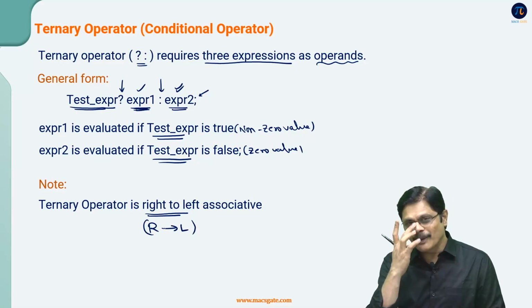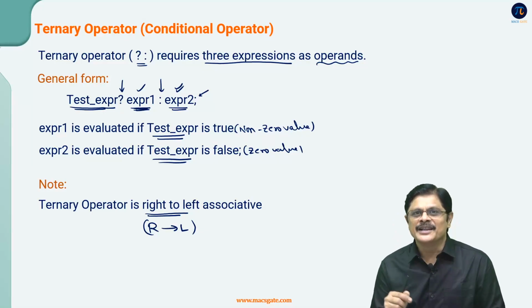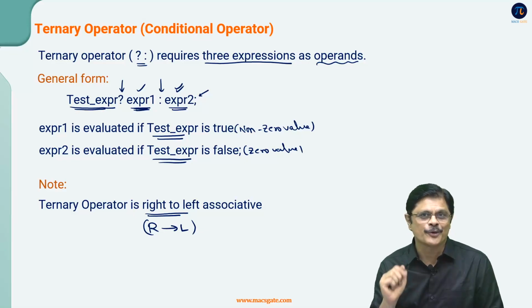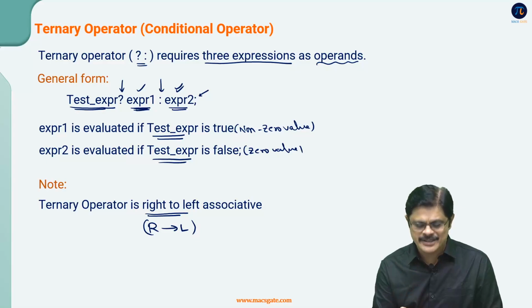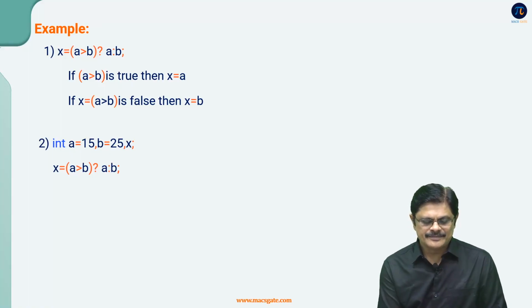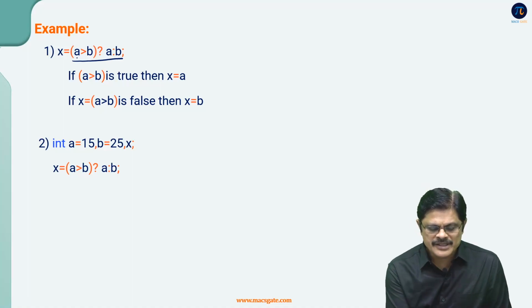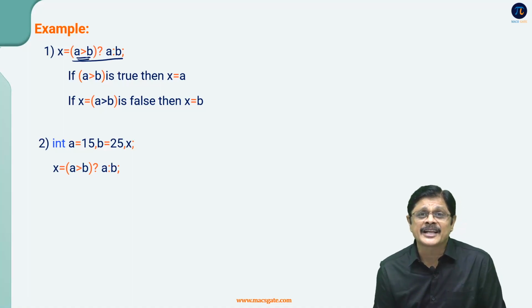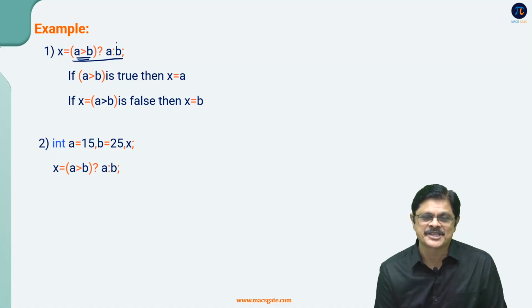When you have multiple ternary operators in the same expression statement, then this right to left association we are going to consider. First, let us understand the ternary operator with examples, then we will try to take multiple ternary operators in the same expression. Now, look at this example. Here we have this ternary expression. First of all, we have the test expression A greater than B, question mark, A is expression 1, B is expression 2.